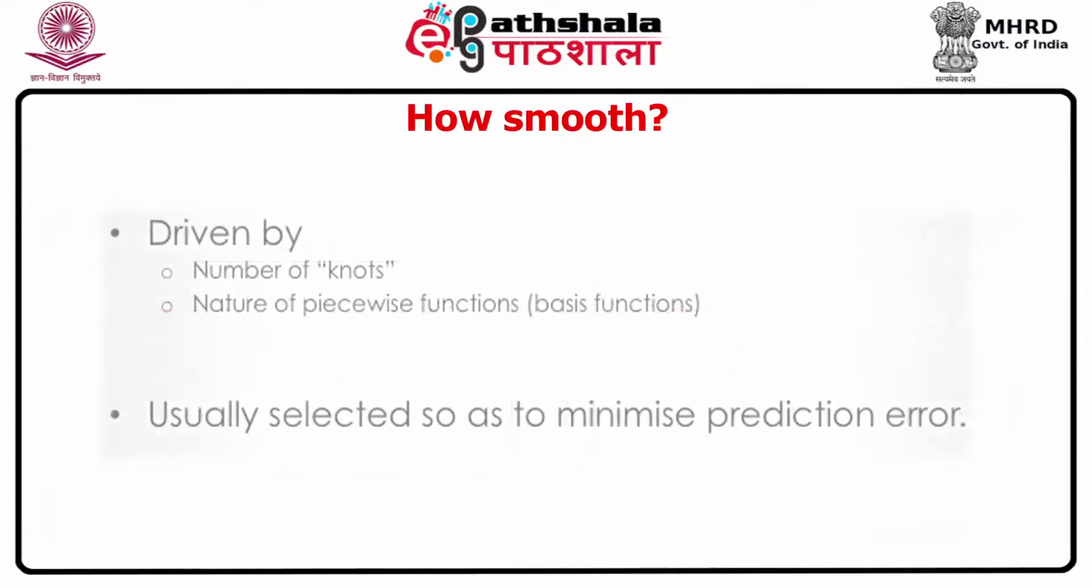So how smooth is our answer? In the case of the models we have considered so far, it is driven by the number of knots. It's also driven by the nature of piecewise functions, which we call basis functions in the smoothing literature. So a quadratic spline would be smoother than a linear spline, but there is a trade-off because a quadratic spline would also introduce more parameters than a linear spline.